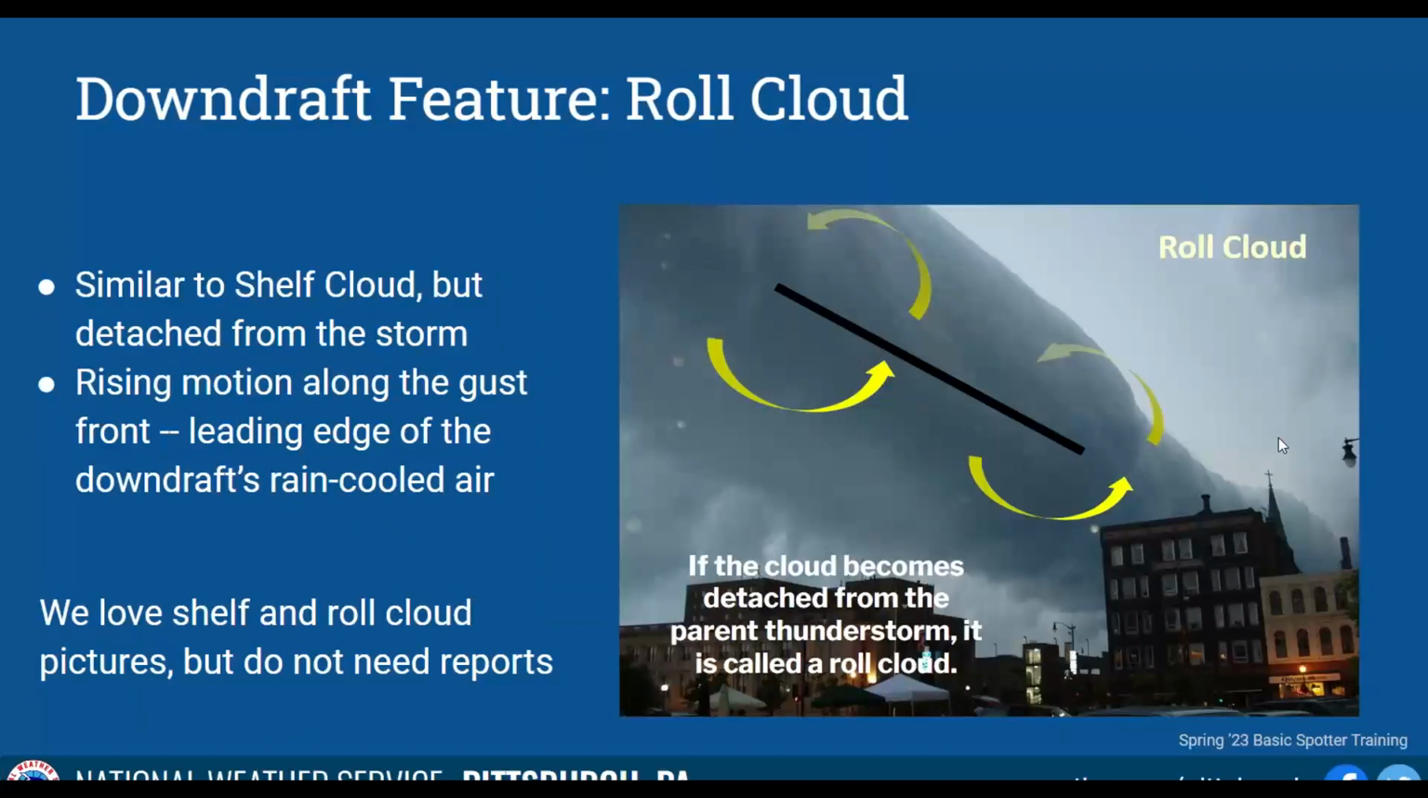Similar to a shelf cloud, a roll cloud is basically a feature where the rising motion air is further detached from the surface as cold air is rushing out from a downdraft. So rising motion is occurring along the gust front. The leading edge of the downdraft's rain-cooled air is zooming out ahead of the storm, and there becomes a disconnect, creating more interaction between this rising warm air and outgoing cold air, creating a circular motion that creates a roll. If the cloud becomes detached from the parent storm, it is called a roll cloud.